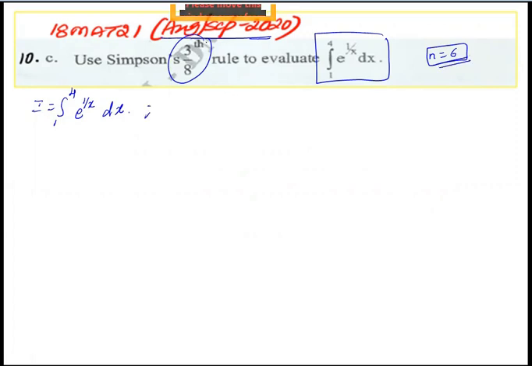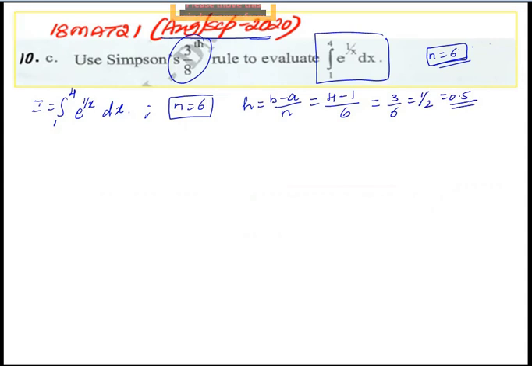Simpson's 3 by 8 rule runs for multiples of 3. N must be a multiple of 3. I should take 3, 6, 9 or 12 and so on. So in this case, I will take n is equal to 6. The value of h is b minus a divided by n, that is, b is 4 minus a is 1 divided by n is 6. So 4 minus 1 is 3, 3 by 6, that's nothing but 1 by 2, or you can write 0.5 here.